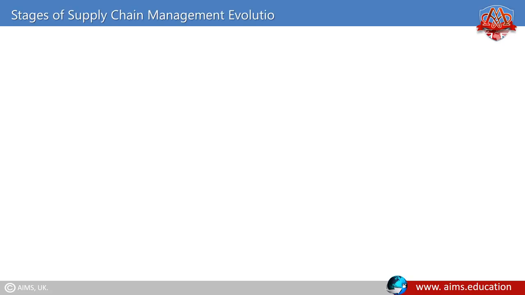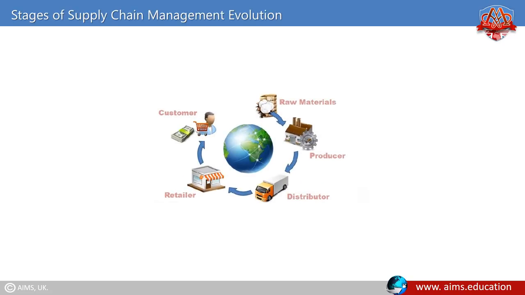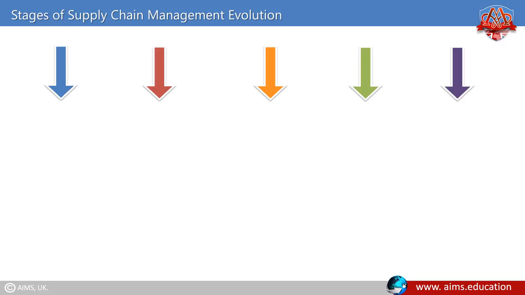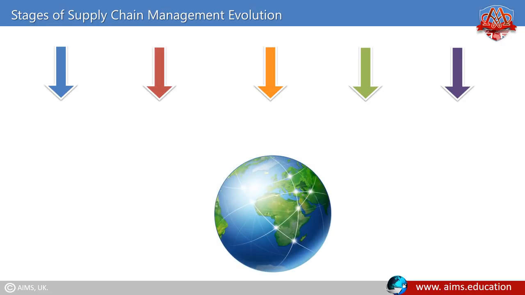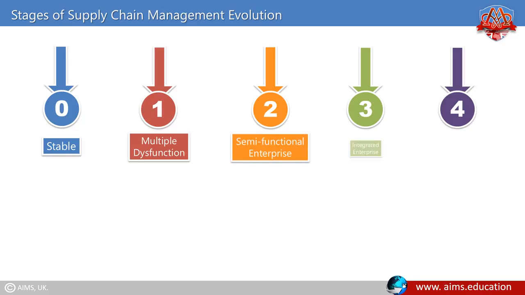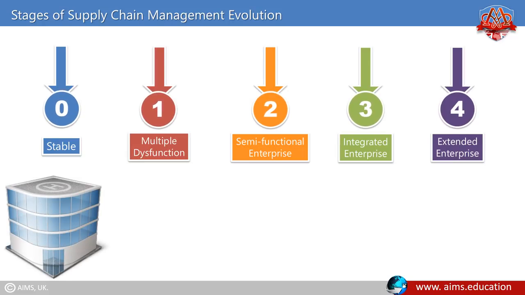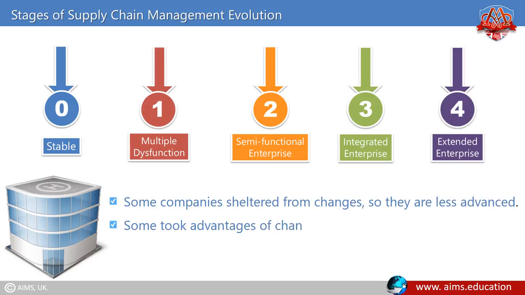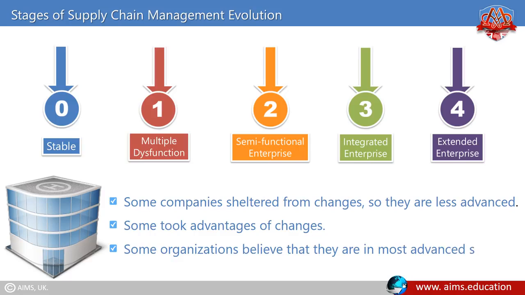Stages of supply chain management evolution. The advances in supply chain management are reflected in each supply chain's development. There are typically 4 or 5 sequential stages, globally and within organizations. Starting from stage 0 to 4, they are stable, multiple dysfunction, semi-functional enterprise, integrated enterprise, and extended enterprise. Every organization falls somewhere within these 5 stages. Some companies are sheltered from changes, so they are less advanced. Some took advantage of changes, and some organizations believe that they are in the most advanced stage.